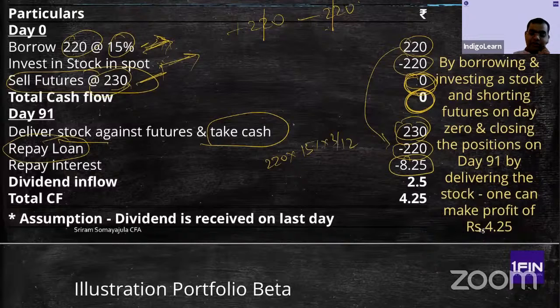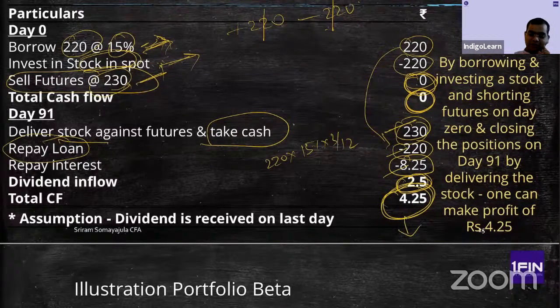And then you're also getting a dividend because you own the stock. I said you invest in the stock, you purchase the stock. So because you have the stock, that particular stock will give a dividend, and the dividend will come to you. So you have a cash inflow of 2.5. You have a cash inflow of 230, then a repayment of 220, then an interest payment of 8.25, then a dividend inflow of 2.5. The net effect is 4.25. So 4.25 is the gain that you will make.